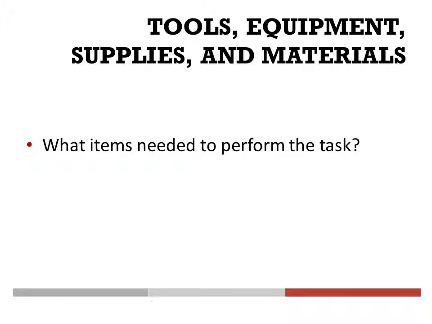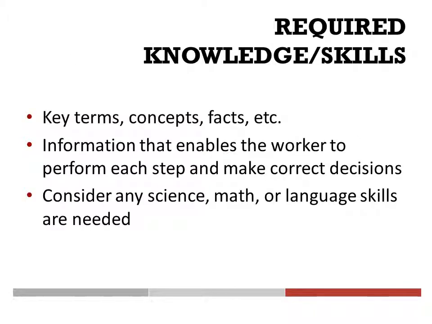The second thing we usually look at are the tools, equipment, supplies, and materials for each step. What items will an able administrator need to perform the task? We also look at the required knowledge and skills. This can be anything that might be prerequisite knowledge or information for completing the task, such as key terms and concepts, any information that enables an able administrator to perform the step or make correct decisions. We also consider any basic skills, science, math, language, even computer skills, and record those on the task analysis template.